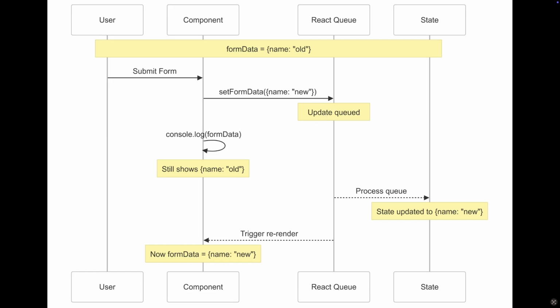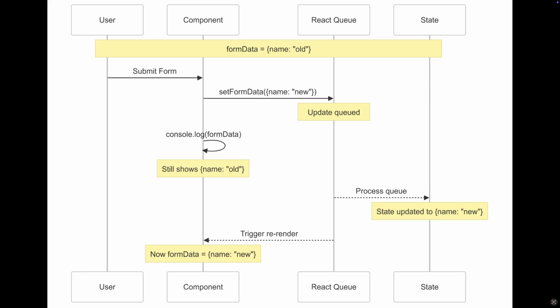So we can think of this like putting a sticky note on React's to-do list saying change name to new. Right after calling the setFormData, our code runs the console log. Here we are logging the form data, and we can see the name is equal to old. So it is still showing the old data. This surprises many beginners. Even though you just told React to update the state, the old value is still there.